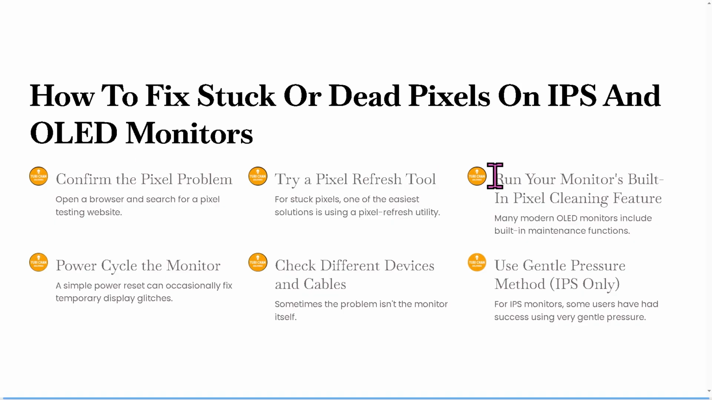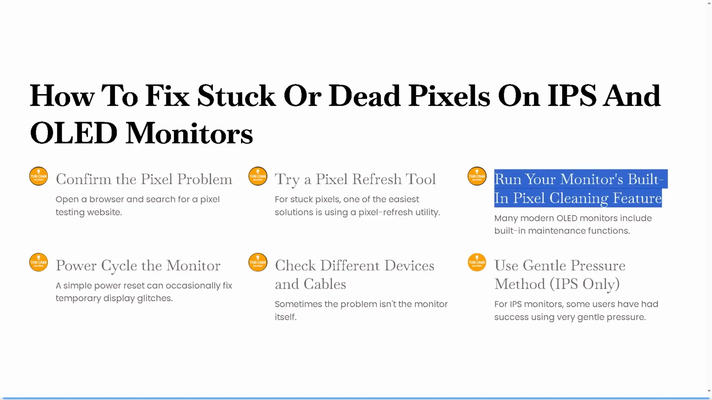Another option that you can look into is to run your monitor's built-in pixel cleaning feature. Many modern OLED monitors include built-in maintenance functions. So look for options such as pixel refresh, pixel cleaning, panel refresh, and OLED care. You can usually find these in your monitor's on-screen display menu. Run the process and allow it to complete without interruption, because this feature is specifically designed to maintain panel health and can sometimes resolve pixel-related issues.